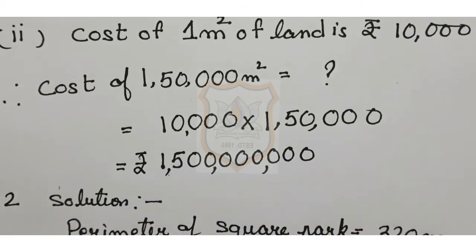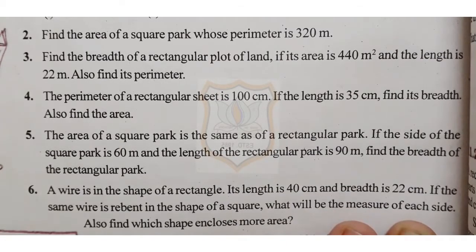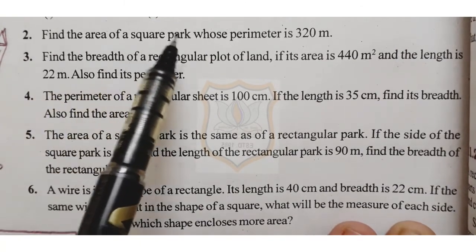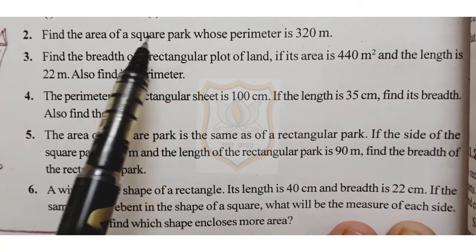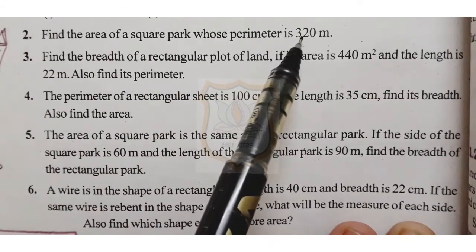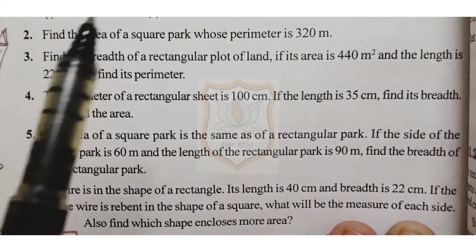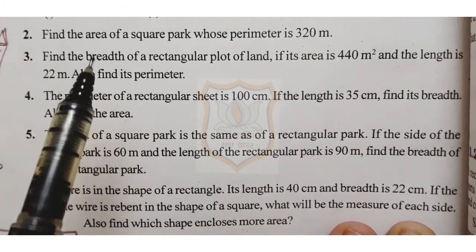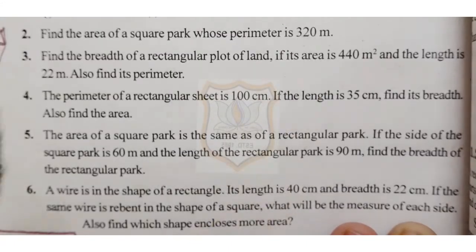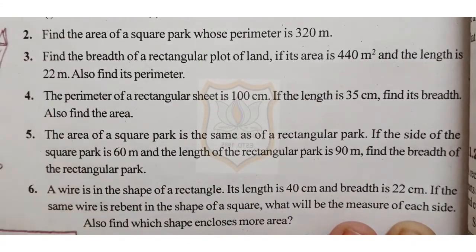Let's solve the second question, students. The second question is: find the area of a square park. The park is square in shape, whose perimeter is 320 meter. In this question, the perimeter of a square park is given, and that is 320 meter, and you have to find out the area of the square park. So let's solve question number 2.